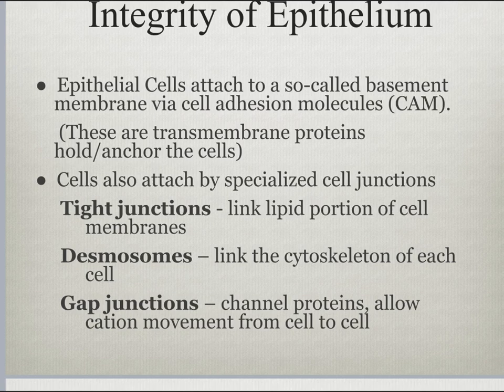Cells are also going to be attached by specialized cell junctions. Tight junctions, which link the lipid portion, so the phospholipid bilayer of the cell membrane, and then desmosomes. And we're going to deal with 2 types, desmosomes and hemidesmosomes. Okay? And this is a little different. This is linking the cytoskeleton of each cell.